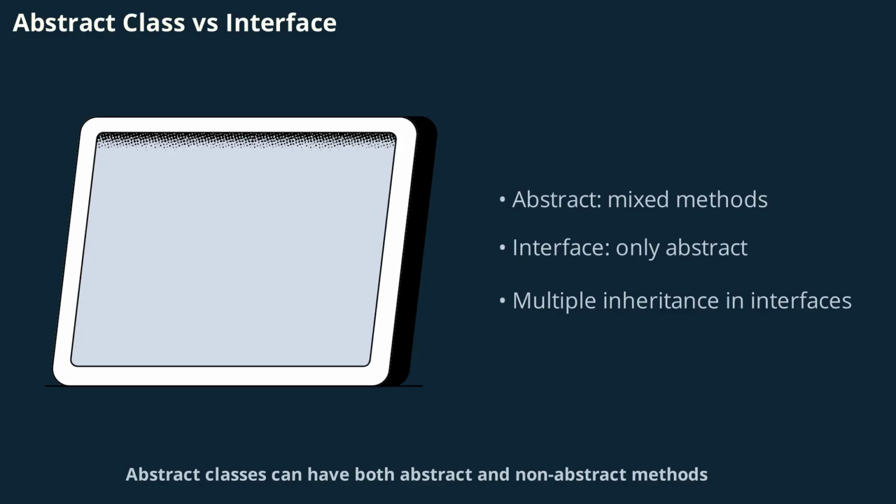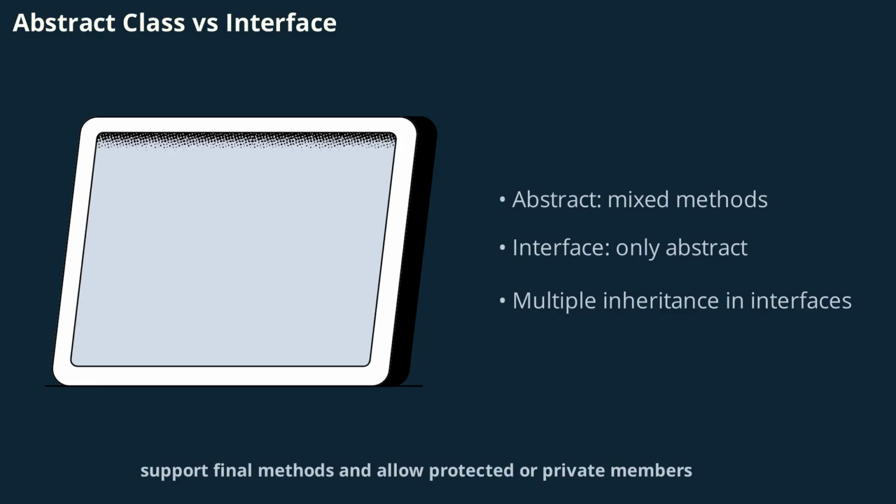Abstract classes can have both abstract and non-abstract methods, support final methods, and allow protected or private members. Interfaces only have abstract methods and public members by default. Abstract classes use the extends keyword, while interfaces use implements. Interfaces support multiple inheritance, but abstract classes do not.